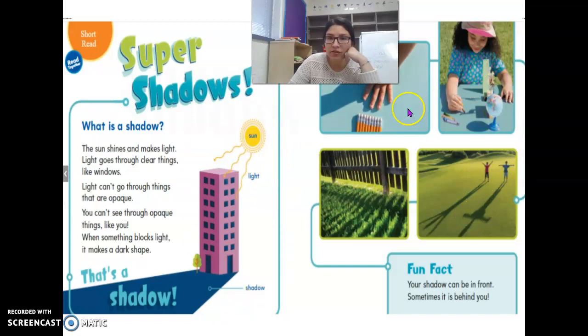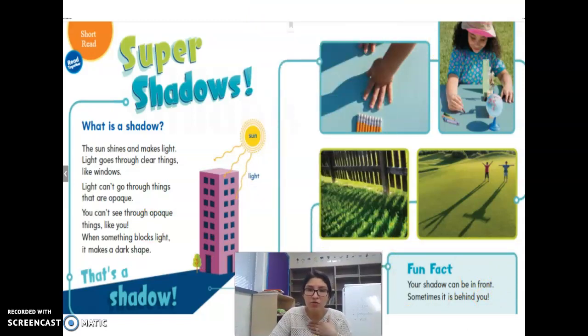Here's some more text features, some photographs. What is a shadow as a heading? So right here, I see text features. There's real information, facts. This is a little science text because shadows has to do with the science concept. Let's see. Fun fact. Oh, here we go. And it even says right here, fun fact. Your shadow can be in front. Sometimes it is behind you. So right here, this is a good example of informational text. We're learning real information. We're learning true information, facts. We have text features, okay?